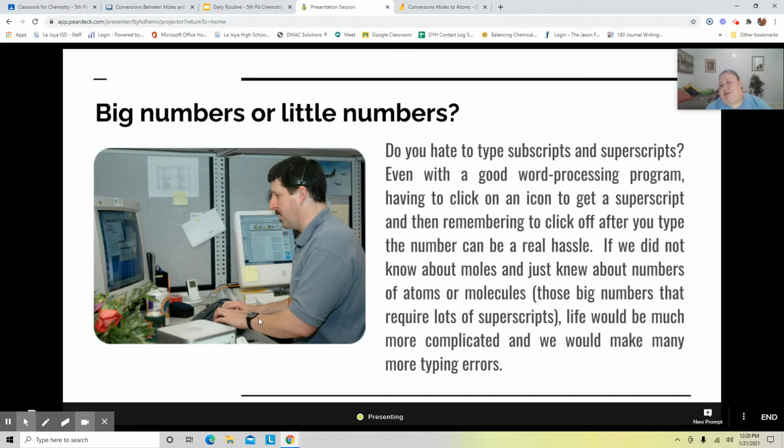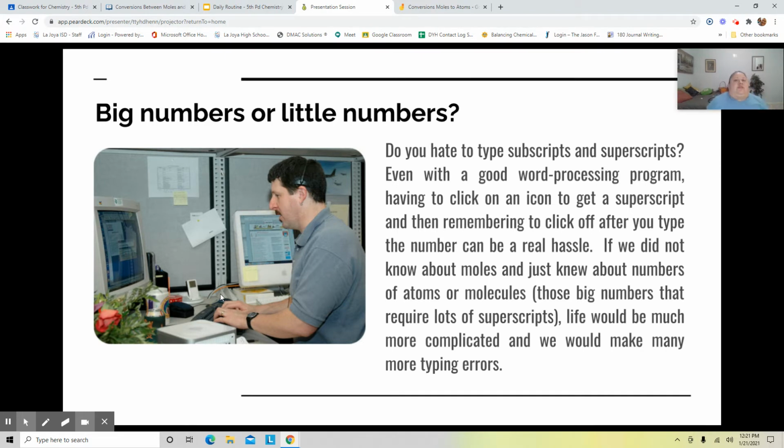Big numbers or little numbers. We deal with both in chemistry. We deal with very large numbers of atoms or very small numbers of grams. It just depends, right? Atoms we know are very, very small, so when it comes to moles of them, you can have a lot of atoms. And when you change from atoms to moles to grams, you're going to get these very small numbers. So scientific notation, superscripts, and subscripts are a part of everyday life when it comes to chemistry.